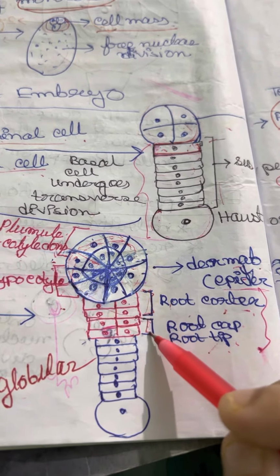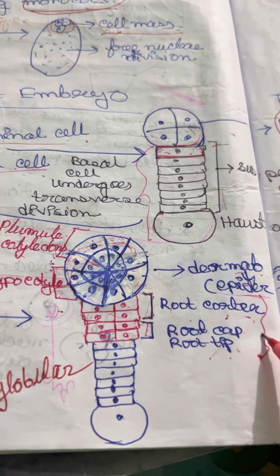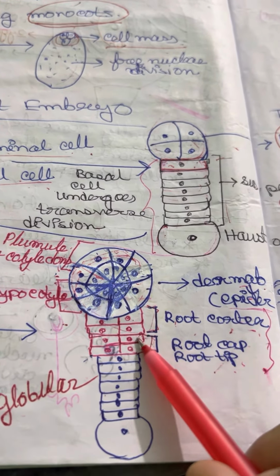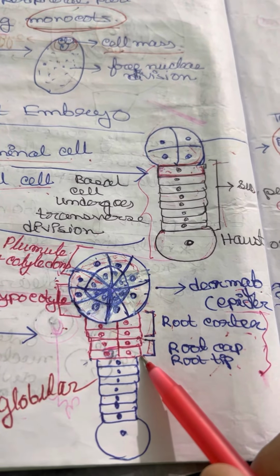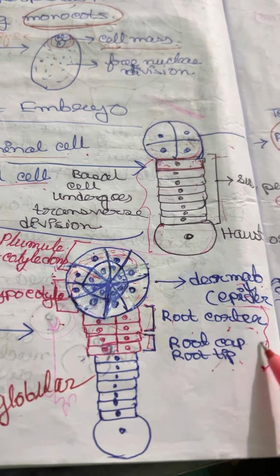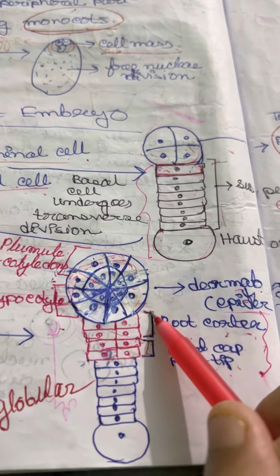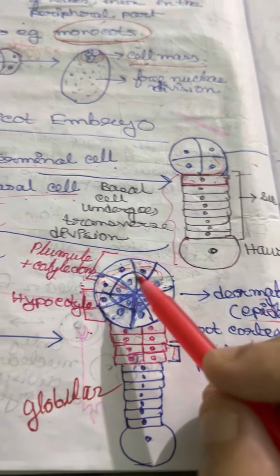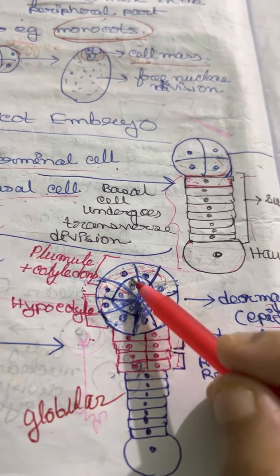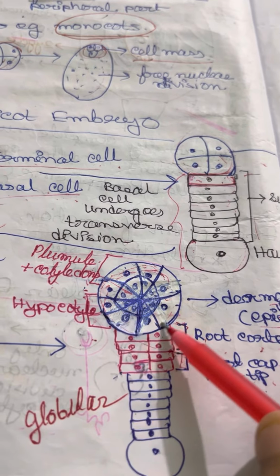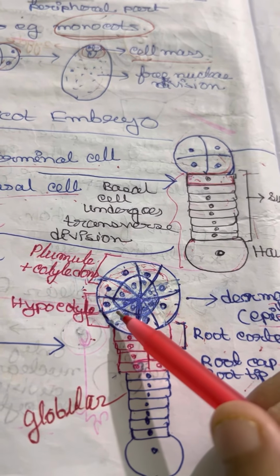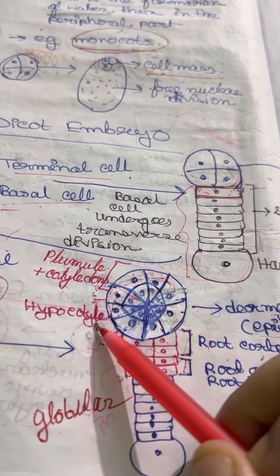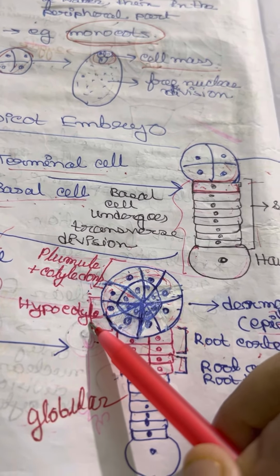The lower 4 cells will give rise to the root cap, because from these the seed will germinate. So the lower 4 cells of the hypophysis will give rise to the root cap and the root tip. The upper 4 cells of the hypophysis will give rise to the root cortex, and of the 16 cells, 8 cells which are in touch with this hypophysis will give rise to the hypocotyl. What is hypocotyl? I am telling you later.